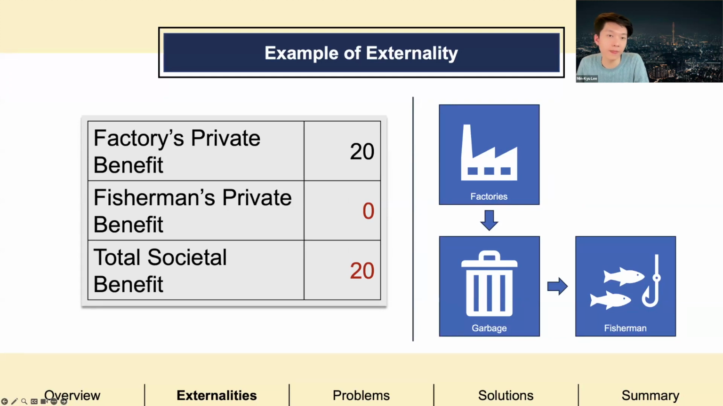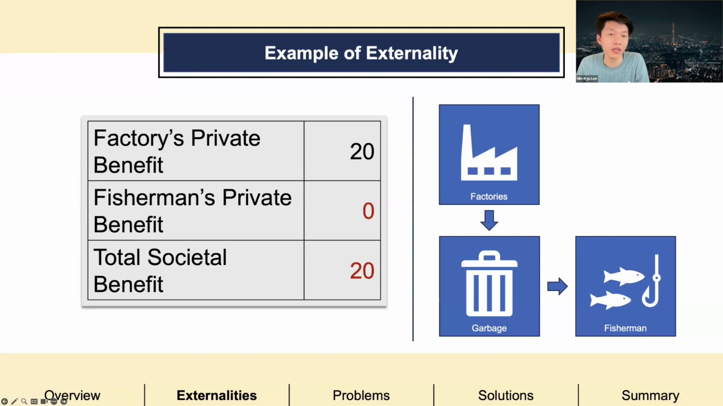But we see that because of this extra production, the factory's producing garbage. And that garbage, let's say, is killing the fish. And so fishermen are getting zero private benefit now. And so overall, what we see is that the total social benefit goes down from 35 that it was before to 20 because fishermen aren't getting any benefit anymore. And so that's what we're really talking about when we're talking about externalities.